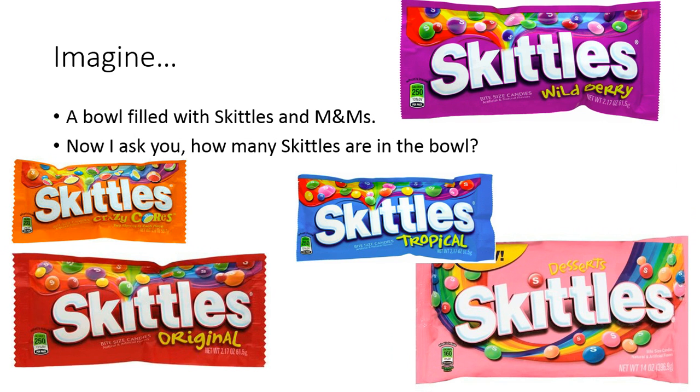Imagine a big bowl, like a Super Bowl, that was filled with M&Ms and Skittles. Now, there's going to be more M&Ms in this than Skittles because of the situation that we're developing. So imagine there's a lot of M&Ms in this bowl and there's Skittles sprinkled throughout. Now what I'm going to ask you to do is tell me how many Skittles are in this bowl. Now one way of doing this is to count out every single one individually.